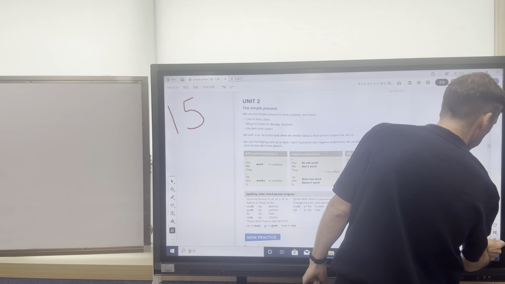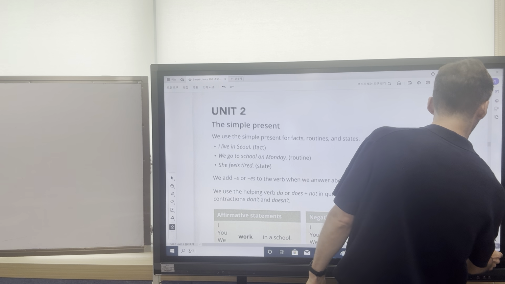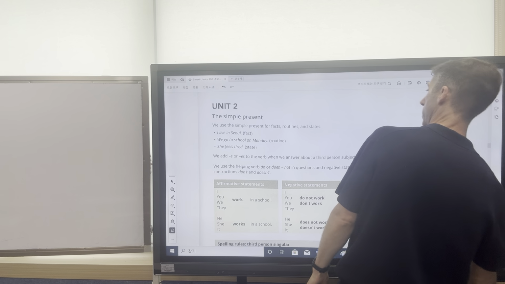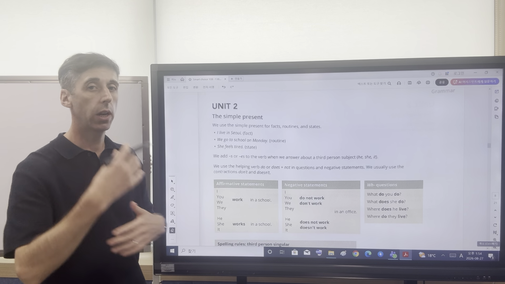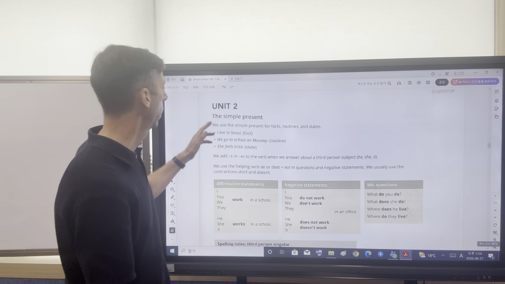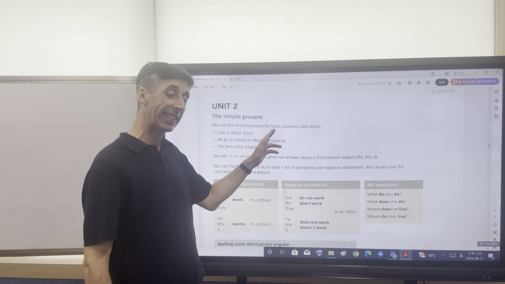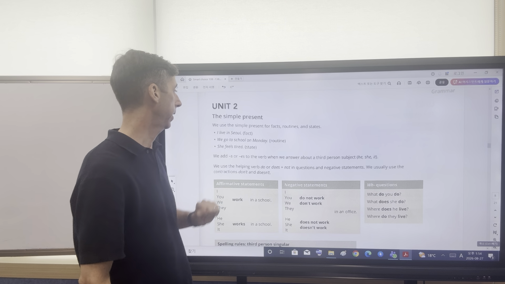So let's make it larger so that we can see the exercise. Maybe that's too large, just a moment. There we go. The simple present. So the simple present we're using a lot in Unit 1 and 2. We use the simple present for facts, routines, and states.